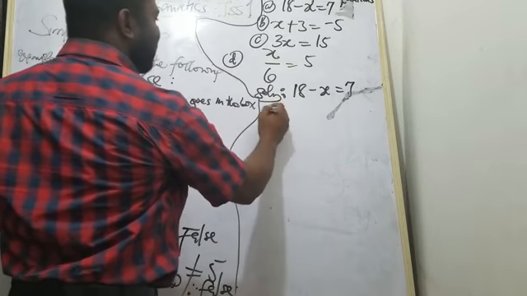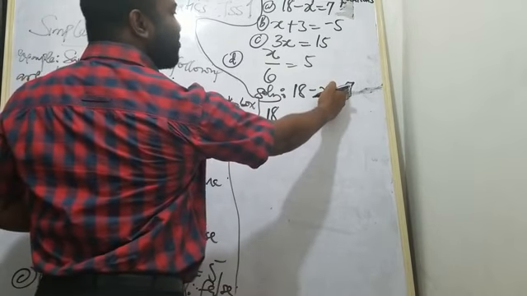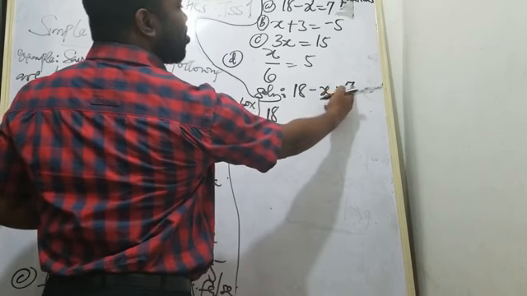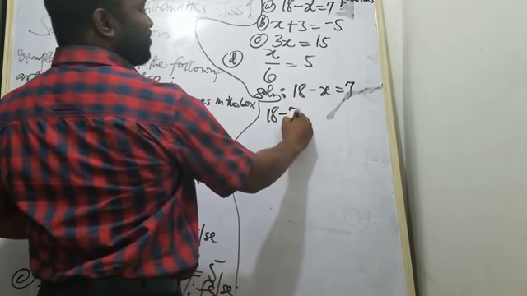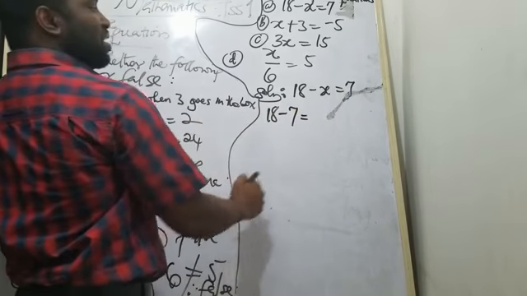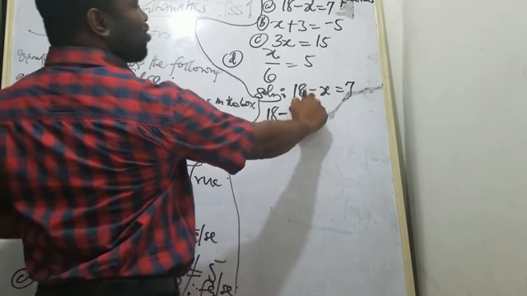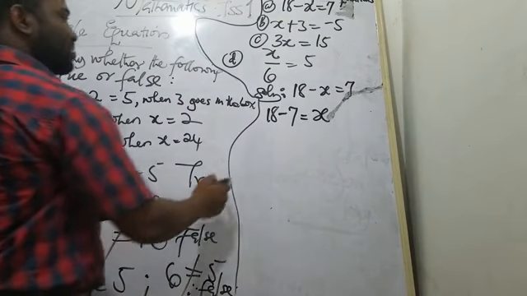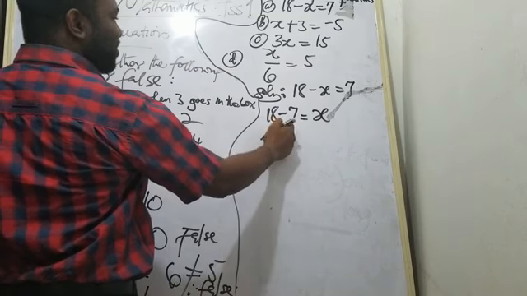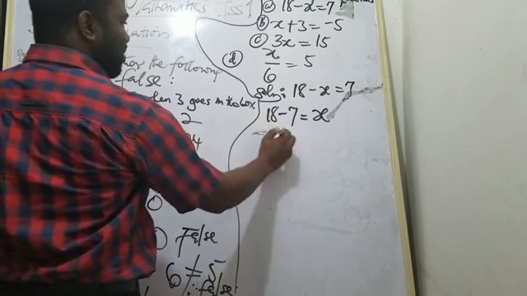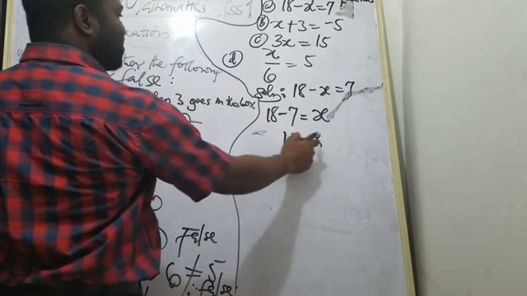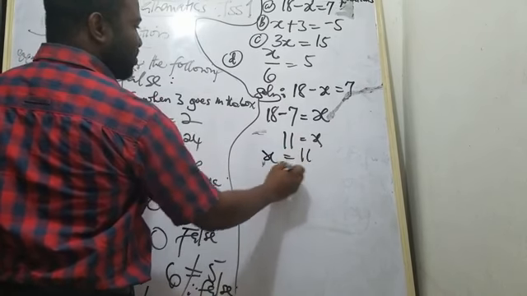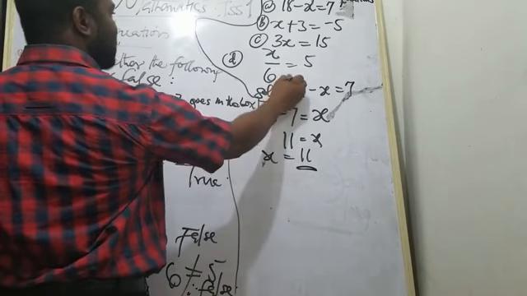So it means if you have 18 here, when 7 crosses the equal to sign and comes to this side, it is plus here. When it crosses the equal to sign, it becomes minus 7. Then it's equal to. This is minus x here. When it crosses the equal to sign to the other side, it becomes plus x. Now, 18 minus 7 will give you what? You have 11 is equal to x. When 11 is equal to x, x is also equal to what? 11. x is equal to 11. That is your value for x.